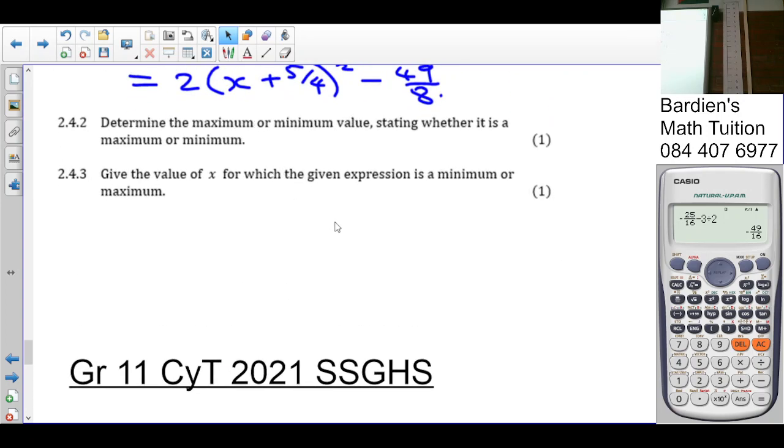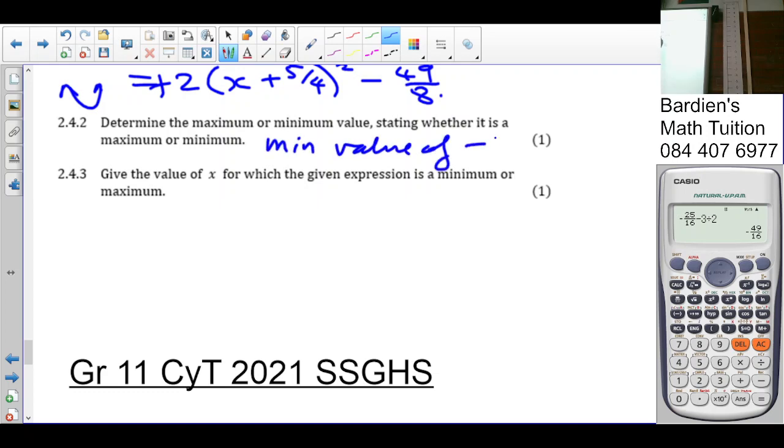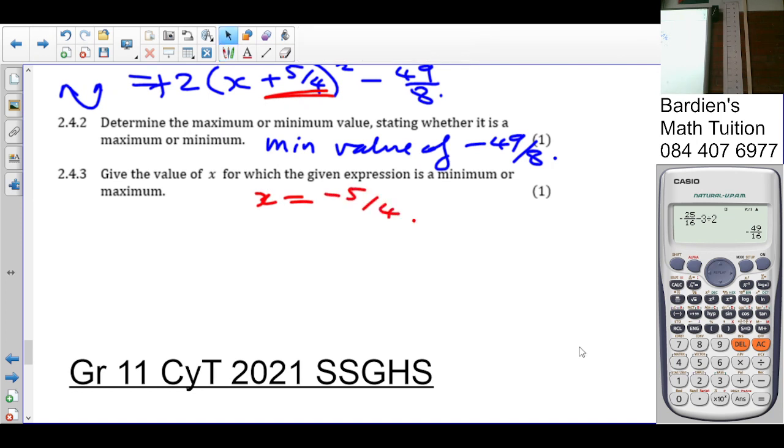Determine the maximum or minimum value, stating whether it's a maximum or minimum. People, is this a maximum or minimum? It's positive, so the graph is smiling. It has a minimum value of negative 49 over 8. Give the value of x for which the given expression is a minimum or maximum. So at which x value does this graph have a minimum? The additive inverse, so x is equal to negative 5 over 4. And the turning point of this parabola would be negative 5 over 4 and negative 49 over 8.